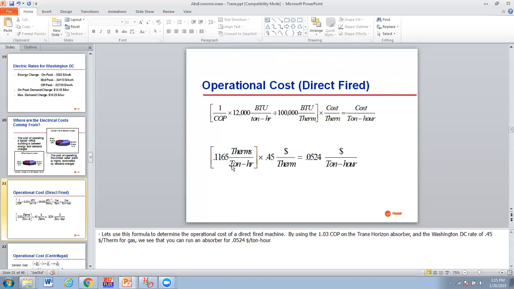And I think this is the direct fired machine, so we need 0.01165 therms per ton hour times 0.45. So that's 5.24 cents per ton hour of refrigeration. That's what it costs to produce a ton hour of refrigeration for this direct fired unit.